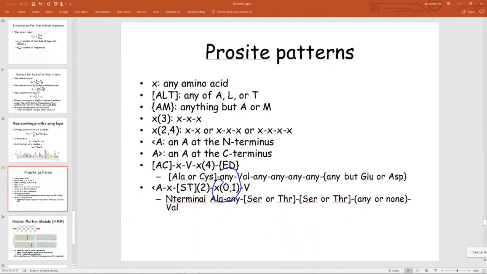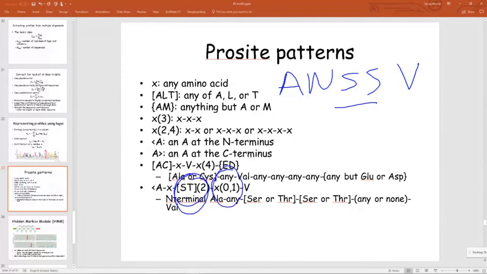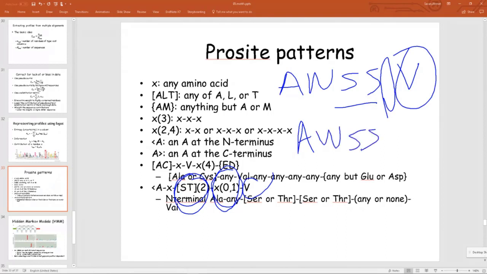And the next thing is followed by an amino acid or no amino acids. So if I have AWSSV, that is a match because I have SS, which matches this portion. I have nothing that matches that portion, and I have the V. This would also match AWSS, say, LV. Again, SS matches that, and then the L would match this portion. X01 means I could have something there, or I could have nothing there. And then V.